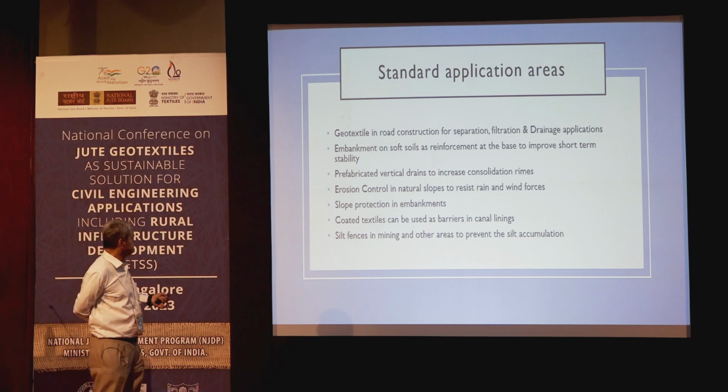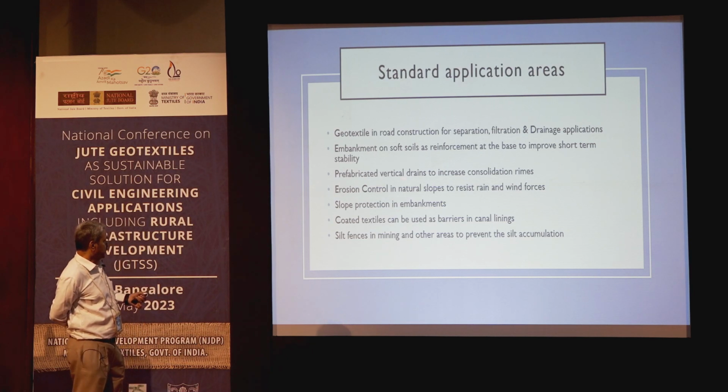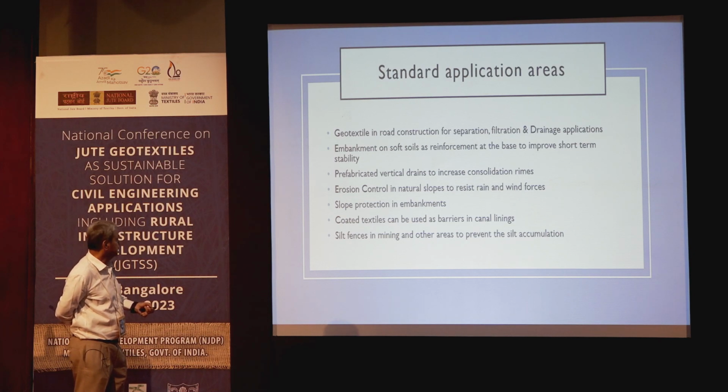I'll give an example: prefabricated vertical drains to increase consolidation times. Erosion control in natural slopes to resist rain and wind forces. Slope protection in embankments. Coated textiles can be used as barriers in canal linings. Silt fences in mining and other areas to prevent silt accumulation, right?